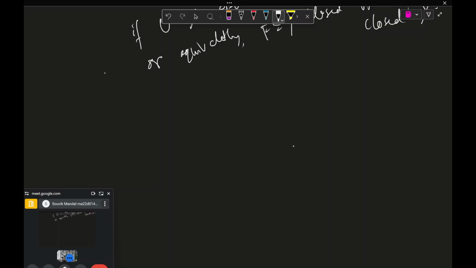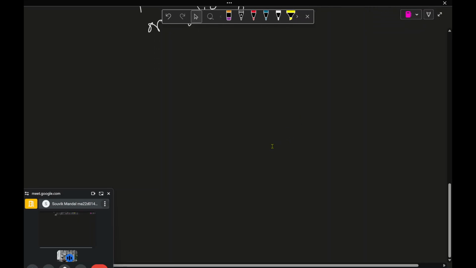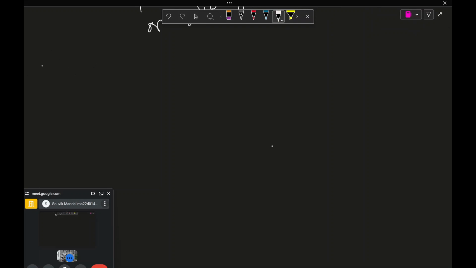Okay. So there are some good situations when a given map is a quotient map. Okay. So fact one.